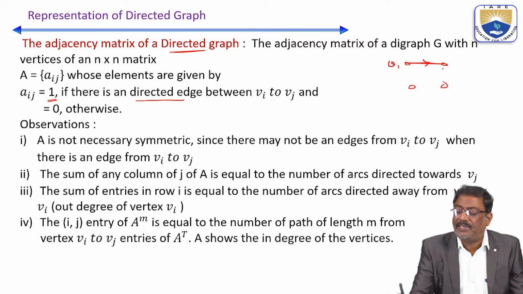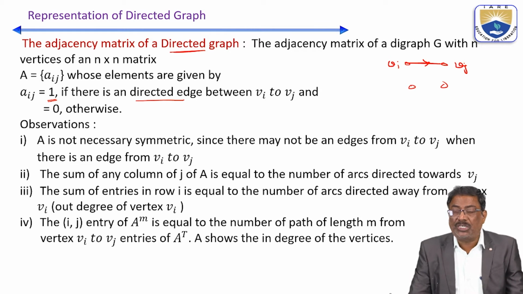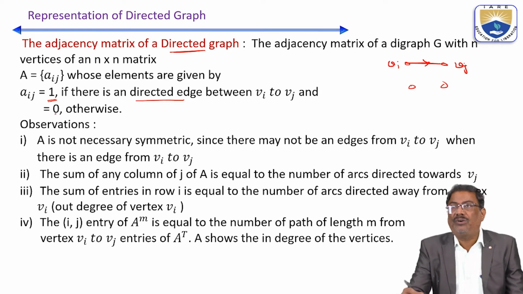Whenever there is a directed edge from Vi to Vj, the corresponding position we take as 1. Otherwise, there will be a 0. For V1 to V2, the ith row, jth column, we keep as 1, and the jth row, ith column, we do not keep as 1, because there is only one directed edge.